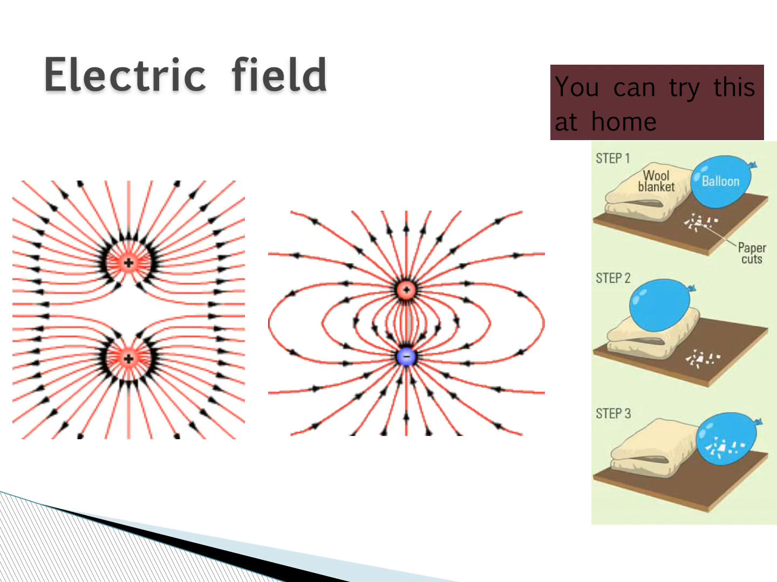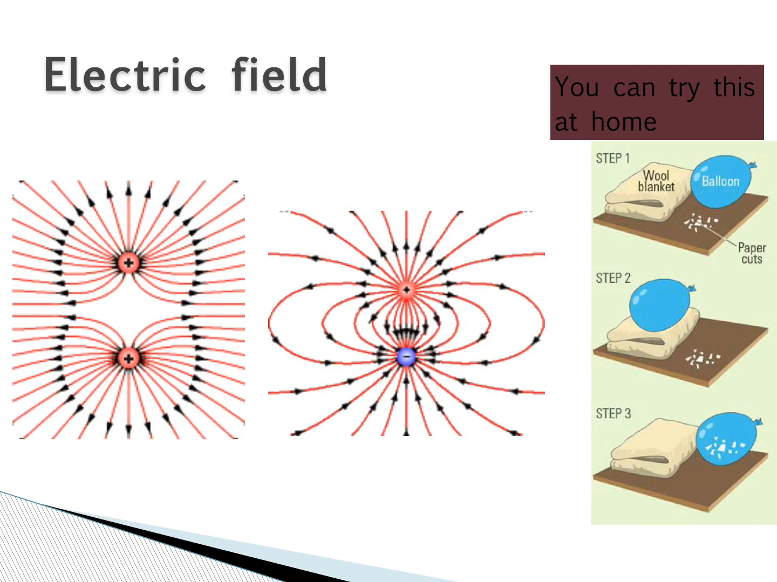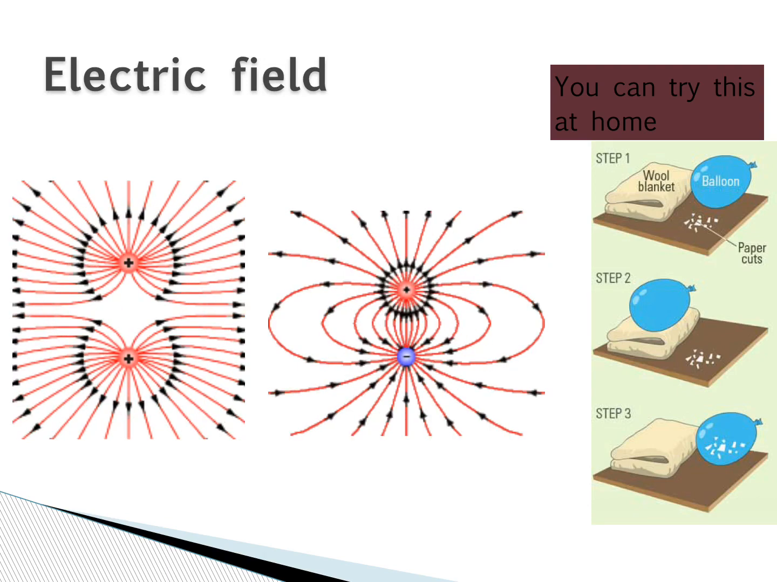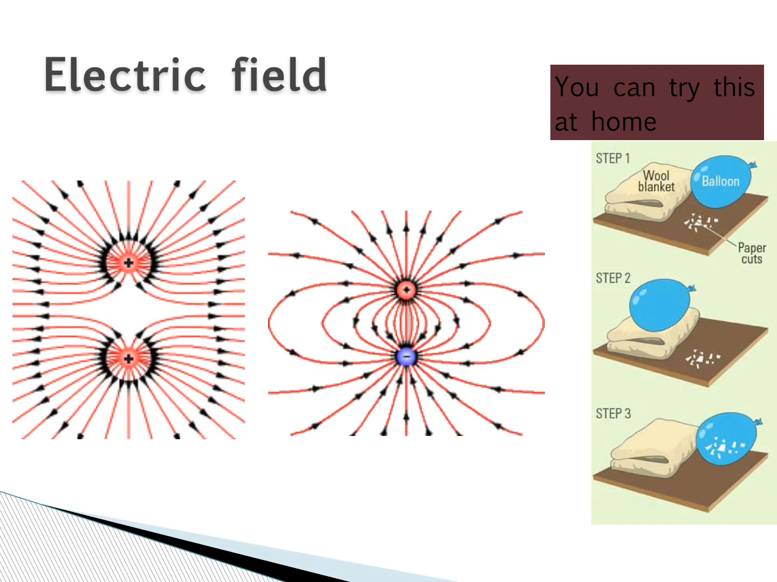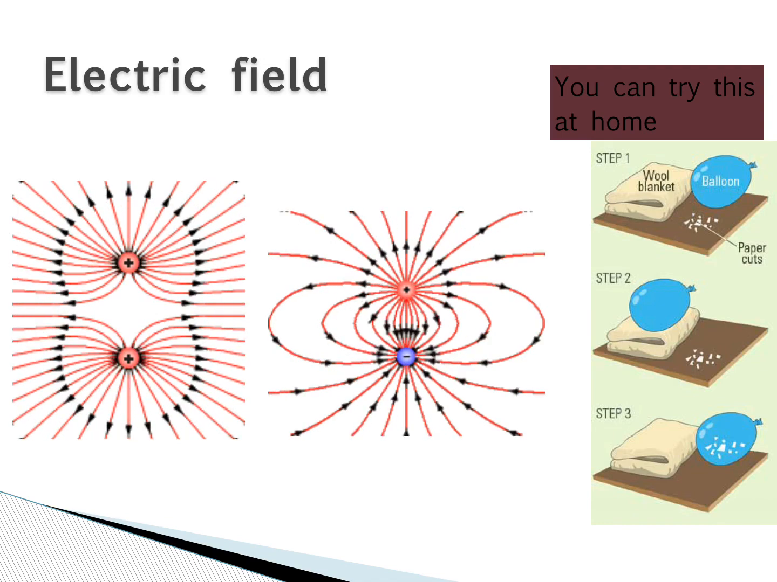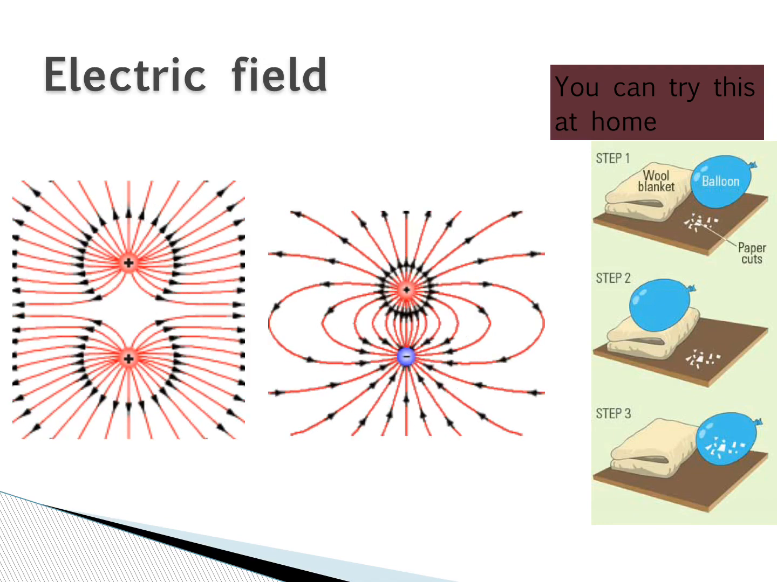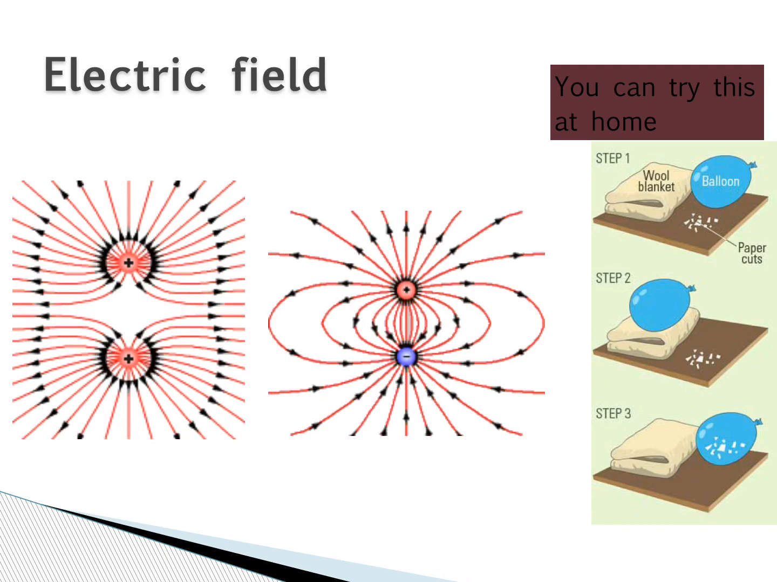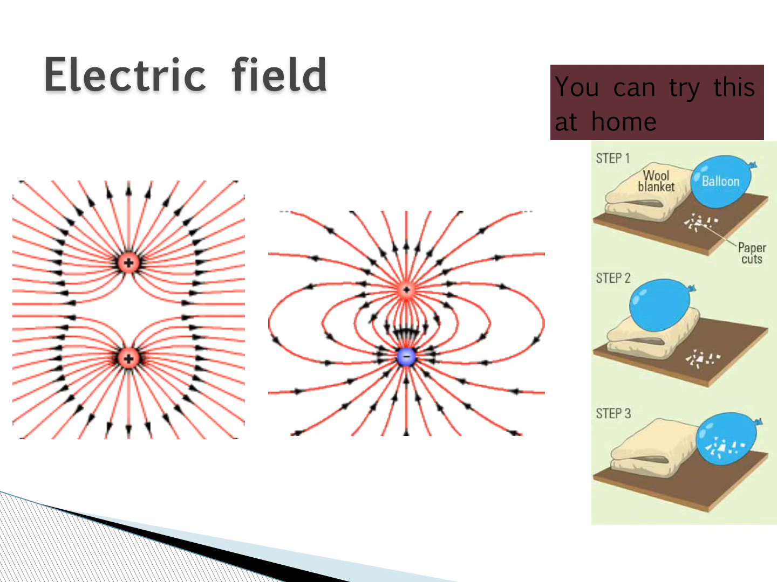What if the two balloons both carry negative charge? Their electric fields do not form a closed pattern of field lines. Balloons with the same type of charge repel one another.